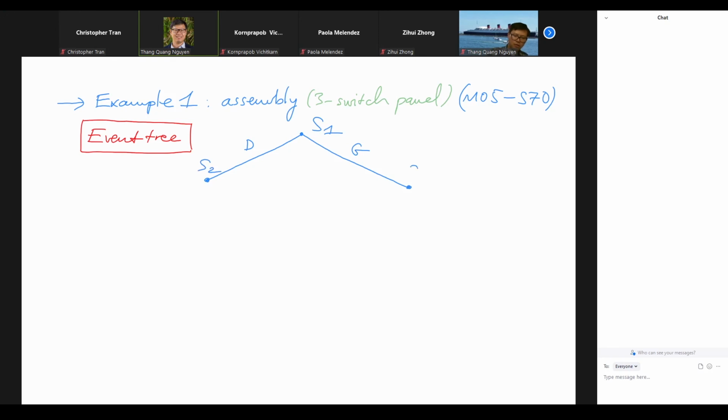So here is what might happen at the second station. The second switch might either be defective or good. And to be consistent, I always put the defective on the left-hand side and the good on the right-hand side. So being defective here, being good here, the defective here and good here, right? So this is what might happen at the second stage.